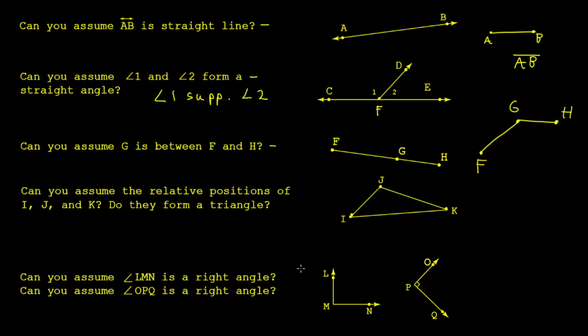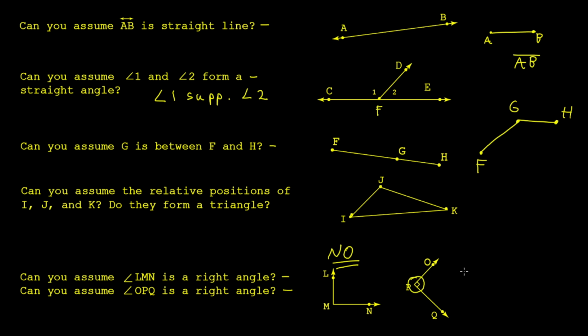Next, assumptions of right angles. Can you assume that angle LMN is a right angle? Angle LMN. No. You cannot assume a right angle unless you're told. Now here, can you assume that angle OPQ is a right angle? Angle OPQ.